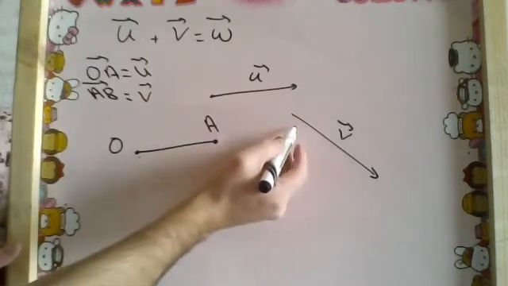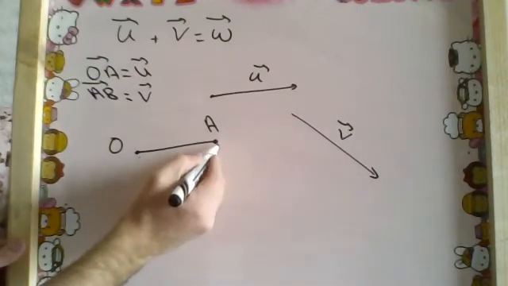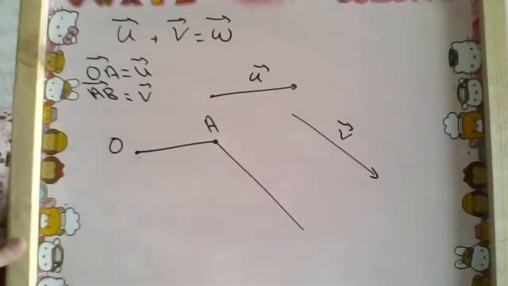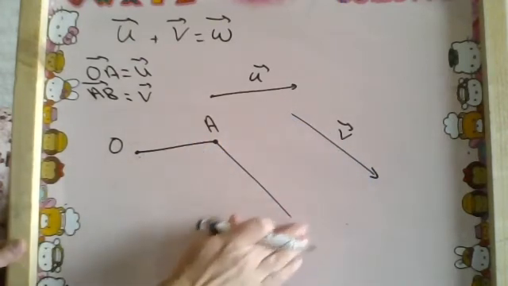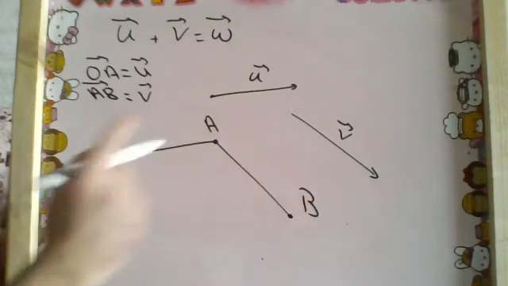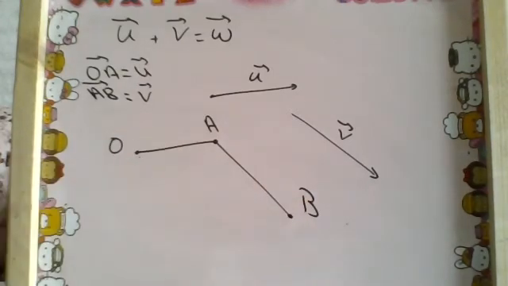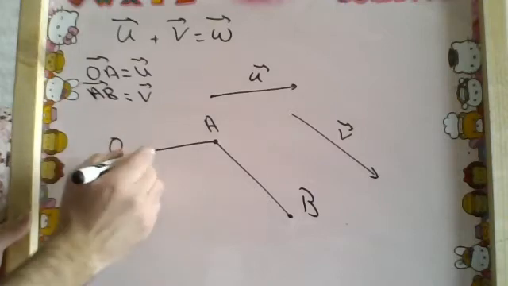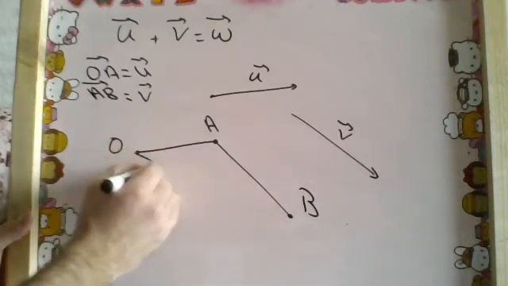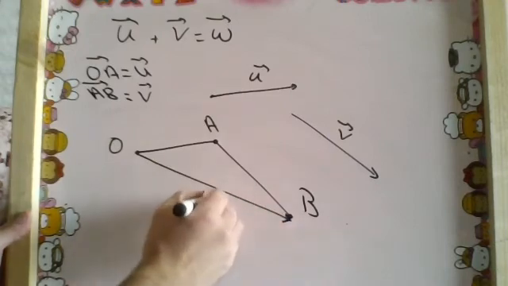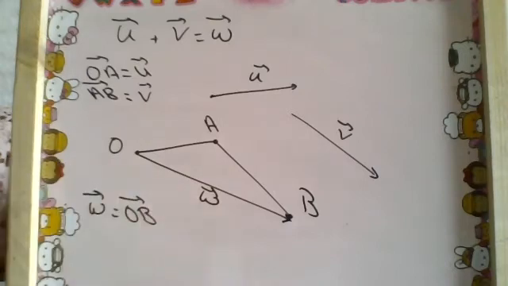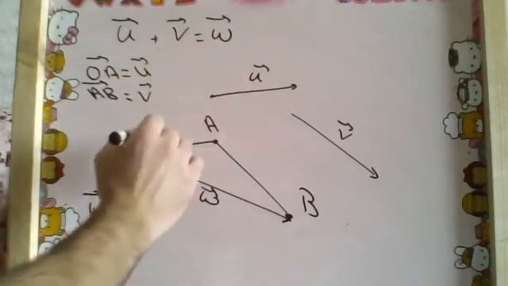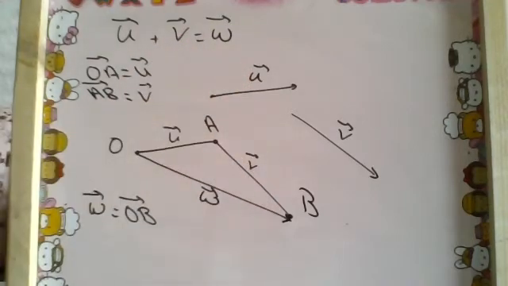From this point, draw a line parallel to the line of action of this, in the same sense, same magnitude. Here is point B. Then vector W is the vector OB. Initial point, terminal point. This is vector W. W is vector OB. So we write vector W is equal to vector U plus vector V.